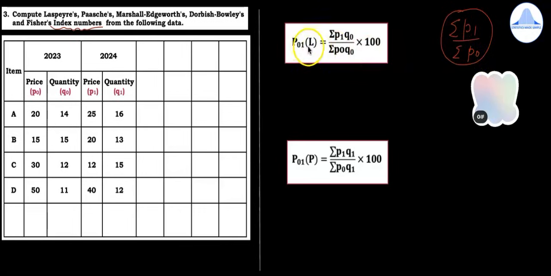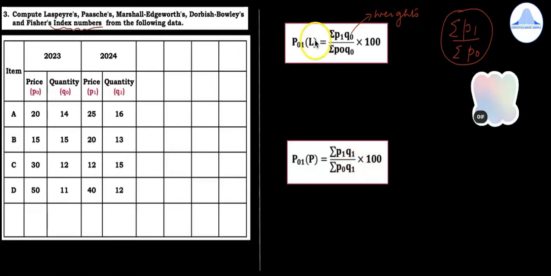Now, how to remember Laspeyres's price index number? So first write summation P1 by summation P0. Then what are the weights for Laspeyres? So these are called the weights. The weights for Laspeyres's price index number are Q0. So multiply numerator and denominator by Q0 into 100. Similarly, Paasche's price index number. So P01 of P is equal to, first write summation P1 by summation P0. Like I said, you should always start for price index numbers with summation P1 by summation P0. Next, multiply the numerator and denominator by Q1 into 100.